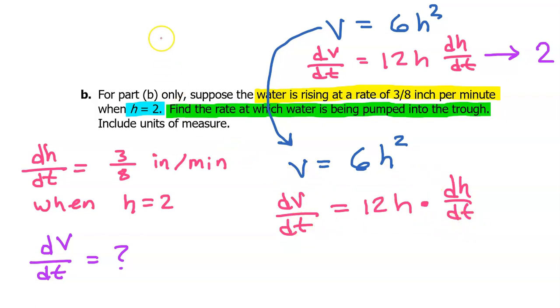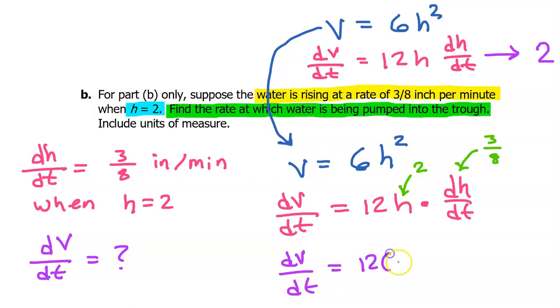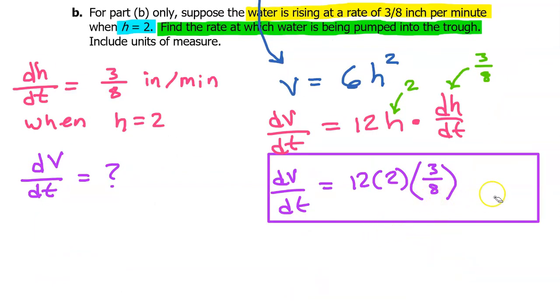So now we have this. However, we know some facts that we can substitute. We are trying to find dV/dt. That's our question mark, so we're just going to leave that alone. But we do know that h is 2 in this scenario. So we're going to go ahead and substitute 2 for h. And we are also given that dh/dt is 3/8 inches per minute. So we can put 3/8 right here. So if we do that, we have dV/dt is equal to 12 times 2 times 3/8. So actually, if we slap some units on here, this will be an acceptable answer.